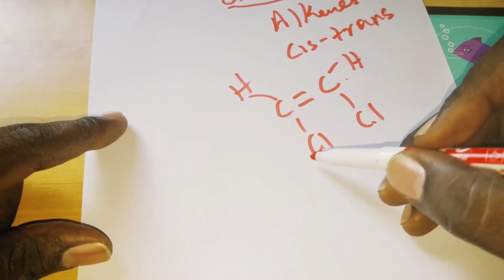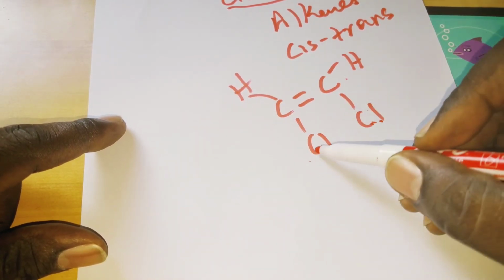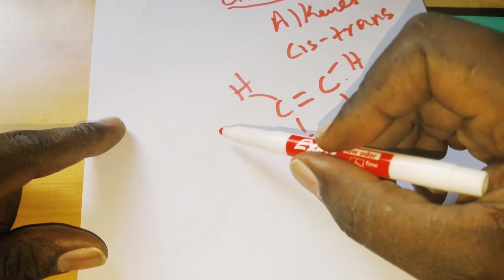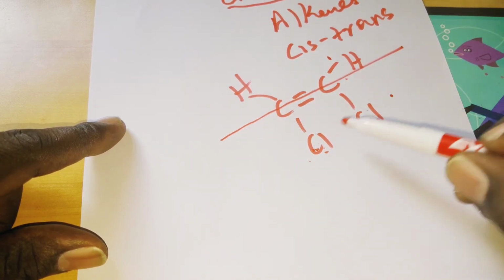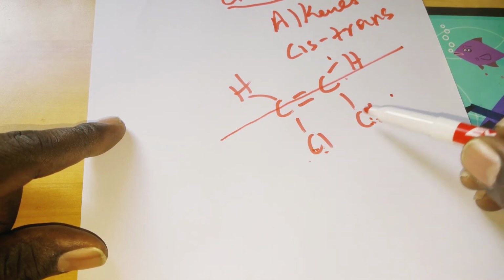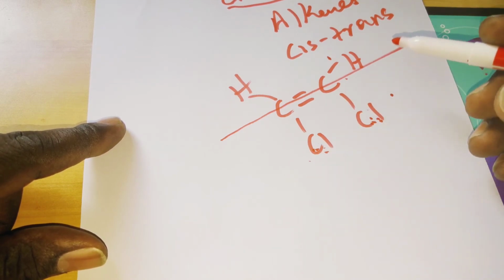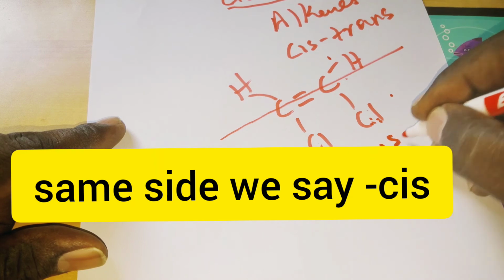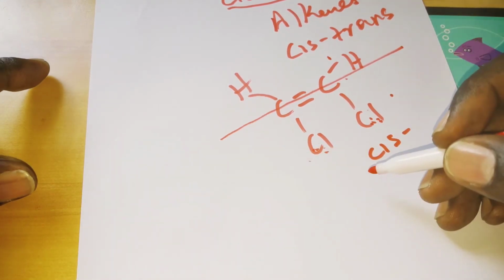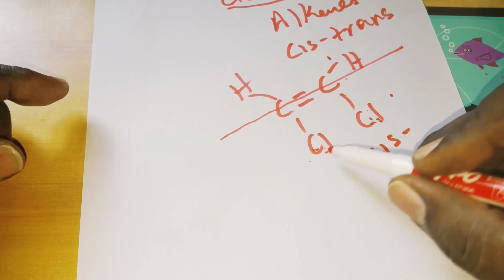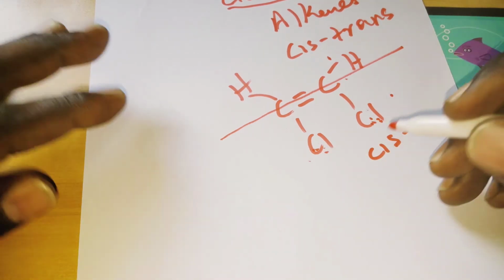Now, if the two chlorine groups are on the same side, this is how we determine the side: this is one side, this is the other side. These two chlorines are on the same side. Because they're on the same side, we call this cis. We haven't named it as yet, but we would say that the two chlorines are cis to each other.